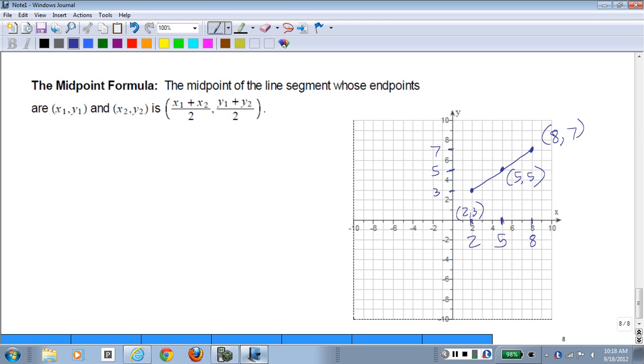That's it. But in each case, we take the coordinates of the endpoints, add them together, divide by 2, and that gives the coordinates. And that's the formula. x sub 1 plus x sub 2, divide that by 2. y sub 1 plus y sub 2, divide that by 2.